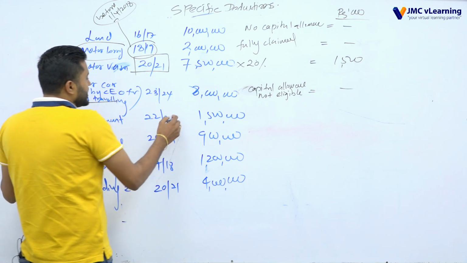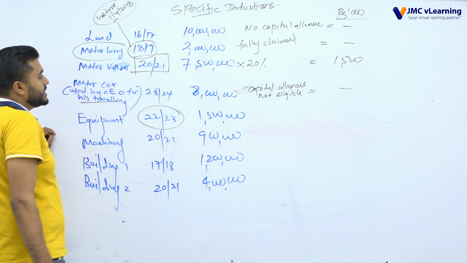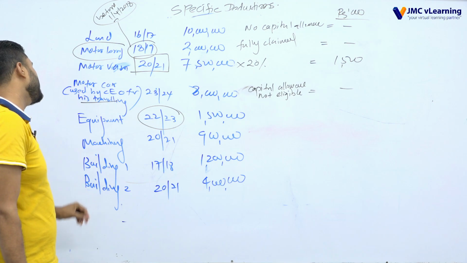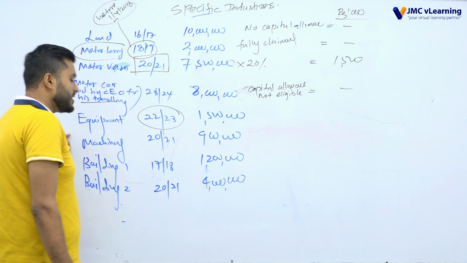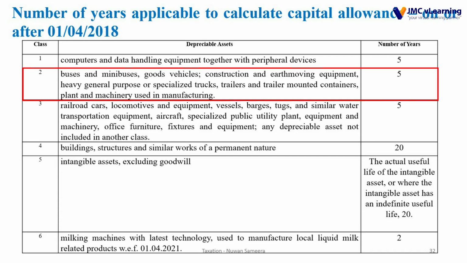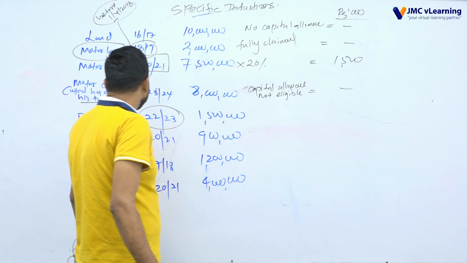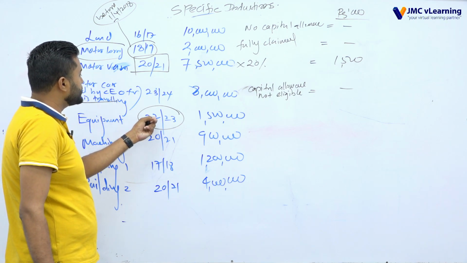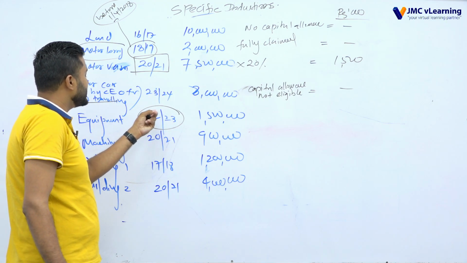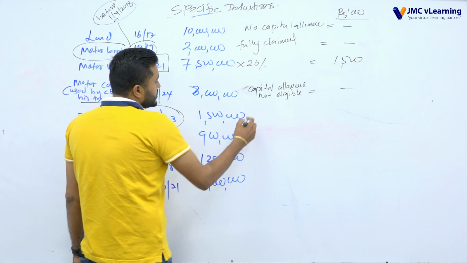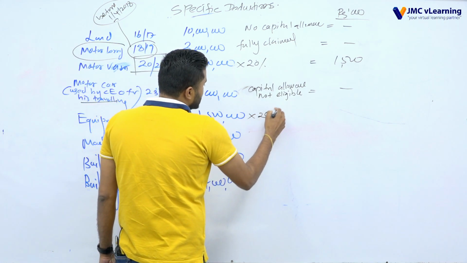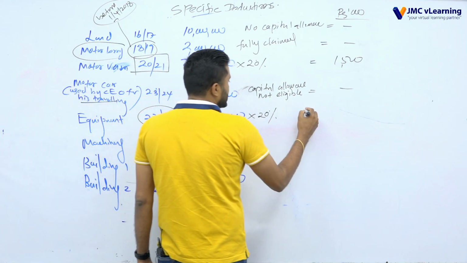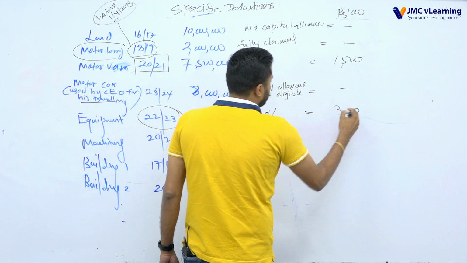So the equipment which was purchased in 2022/23, that means after 1st April 2018, also comes under class 2. Class 2 means 5 years. In the sense that you have to get the capital allowance for 2022/23. Then this is 2023/24, so this is the second year. Therefore 5 years, 20%. So here you have 300.